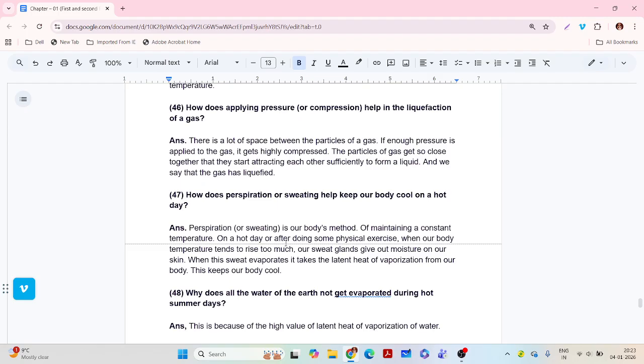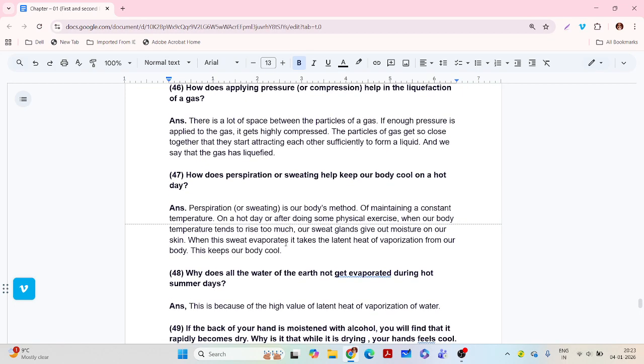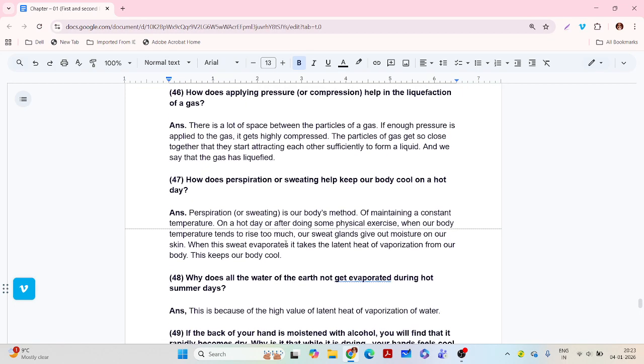This keeps our body cool. Why does all the water of the earth not get evaporated during hot summer days? This is because of high value of latent heat of vaporization of water. This question is a bit tricky.